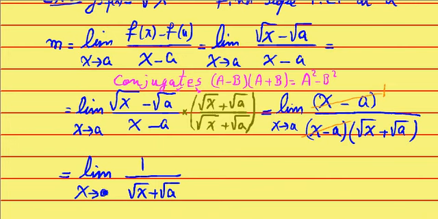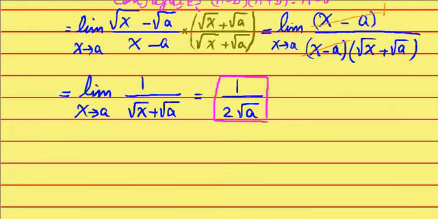Now when x is very close to a, radical x is close to radical a, and this whole fraction boils down to 1 over 2 radical a. So that is our final answer. The slope is 1 over 2 radical a.